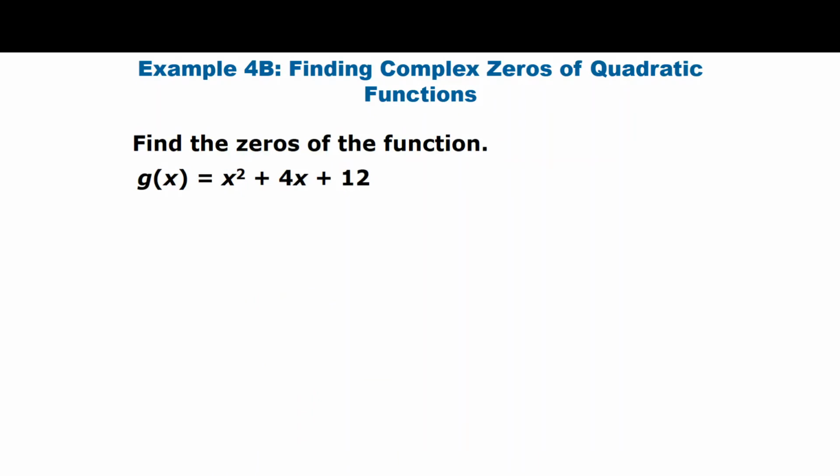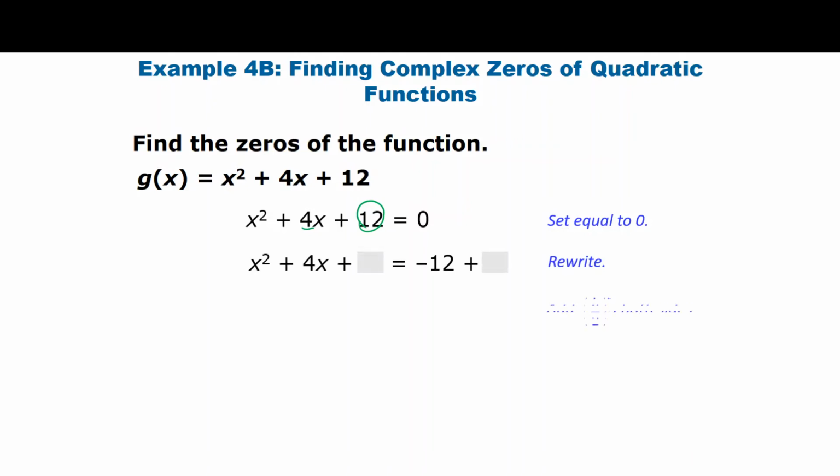Here's another example to try. Again, we're going to find the zeros of the function. So the first thing we want to do is set our equation equal to 0. And when we do that, let's just check and see if we can really quickly factor this. Two numbers that multiply together to get 12 and add together to get 4? I can't see how that could work. So I'm going to have to rewrite it so that I can complete the square.